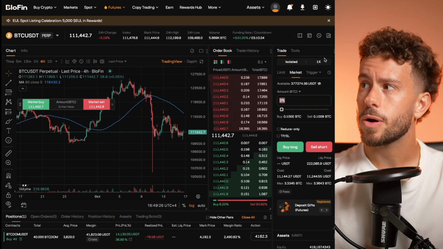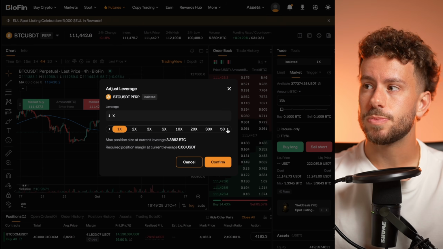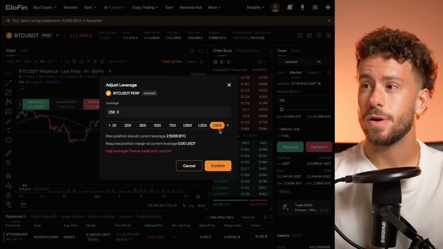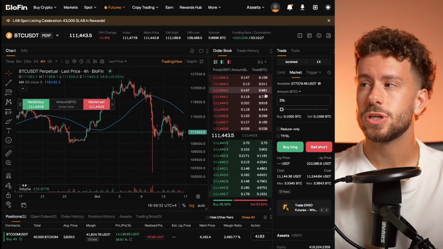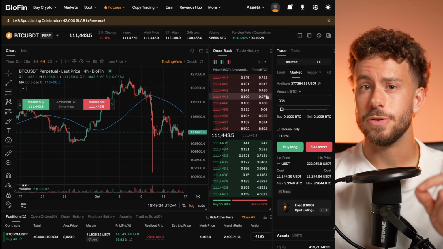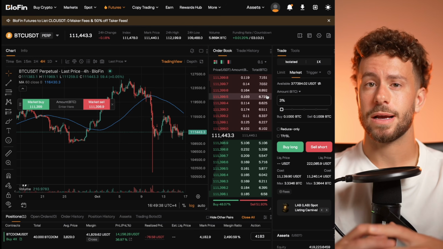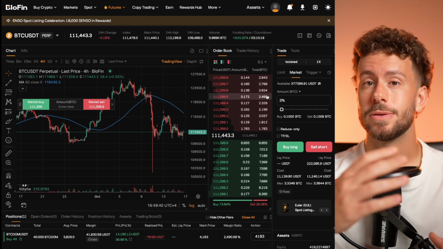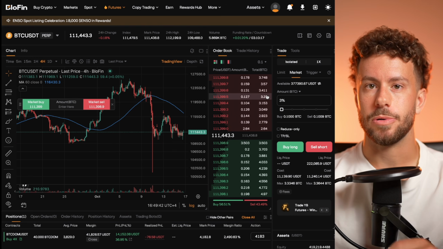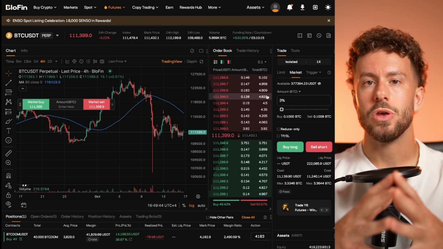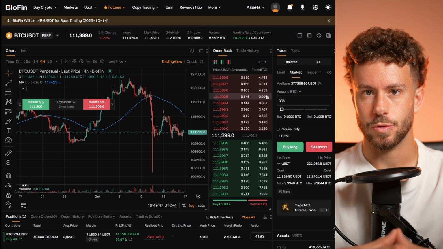Now, we can also talk about how much leverage to use because BloFin gives you the option of up to 150x leverage. Honestly, I would never recommend using that much leverage. But what people tend to get confused about when it comes to leverage is it's not so much about the leverage, but rather how much capital that you're risking. Let's assume you have a $100,000 crypto portfolio.